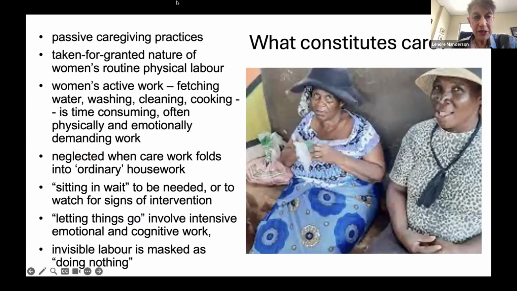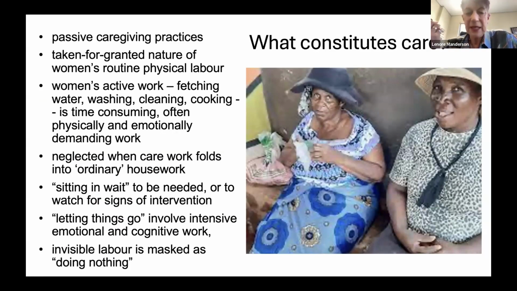The point about all of this, and it relates to the work of care, is the passive nature of caregiving. And I've talked to you, firstly, the assumption is that women will do this more often than men because it folds in to their ordinary work day of fetching water, washing, cooking, cleaning, and so on. And that active work is going to be there whether or not they're providing care.